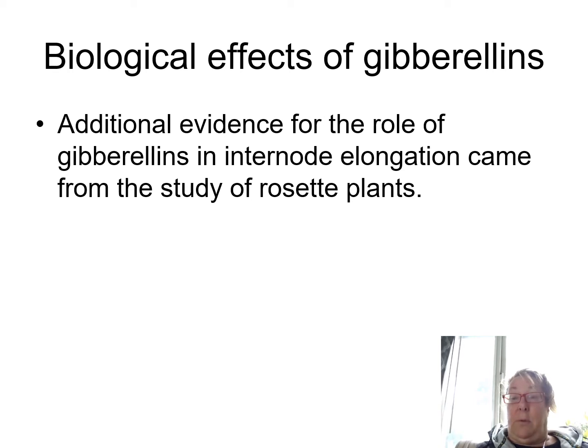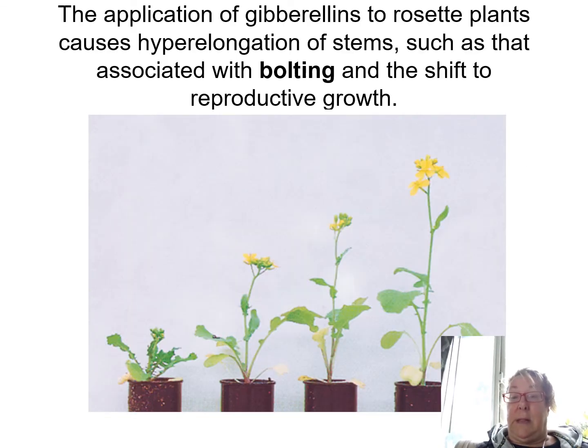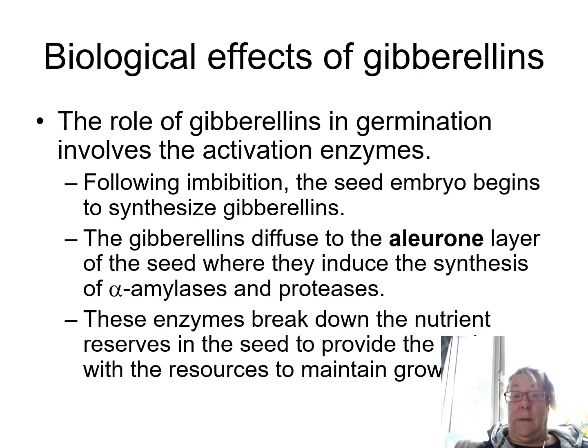They cause bolting in what are called rosette plants like mustard. You can see on the left, that was just a watered mustard. The one on the right has been given higher and higher levels of GA. It causes stem hyperelongation and then flowering.